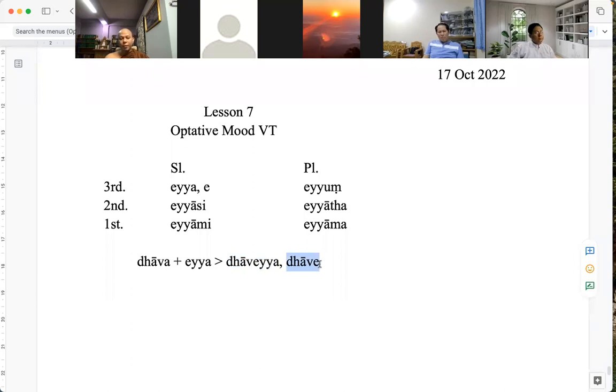In the poetic system, we can see this in the Jataka or Dhammapada, and maybe Sutta Nipata in the Pali Canon. In the poetic system, we can see such a contracted form. So we need to understand that dave is the contracted form of daveya.